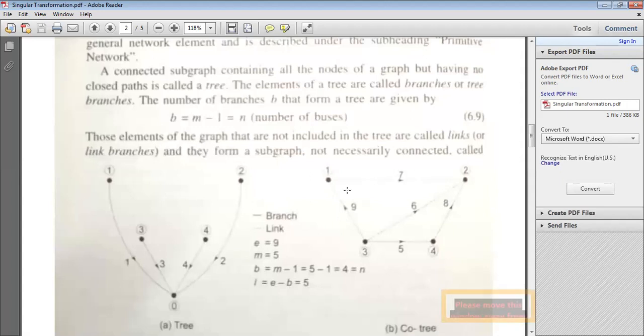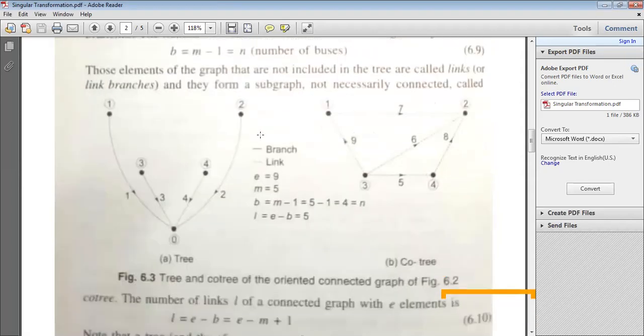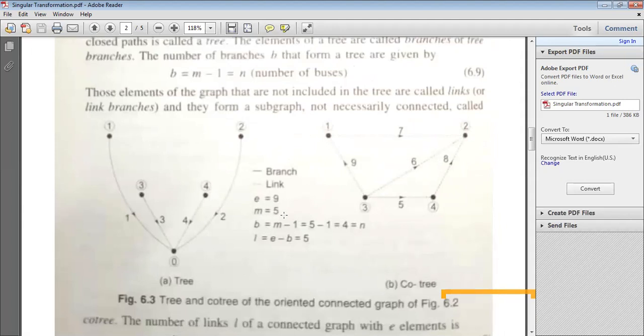Okay, now you see here, just now we have taken a particular graph, and using that graph, first of all, let us draw a tree. So what is a tree and what is a co-tree? Now you see here, tree.